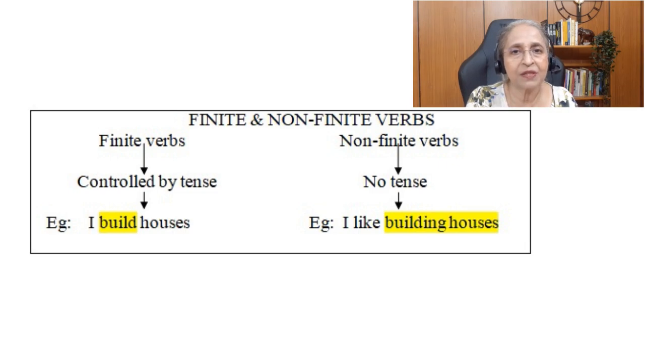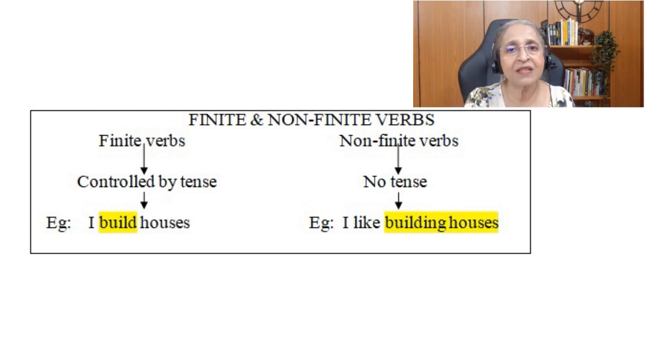Finite verbs are verbs that can be changed with a tense. It is controlled by the use of tense. Tense, as you know, shows the past time, the present time, and the future time. So, a finite verb is basically a verb which contains the tense. For example, I build houses. So that's what I do for a living.